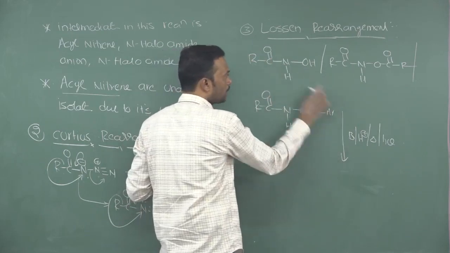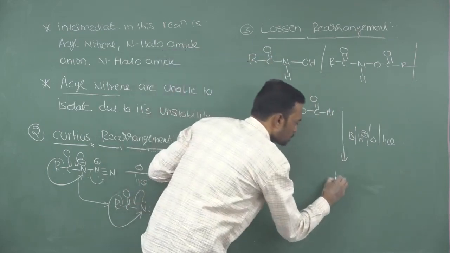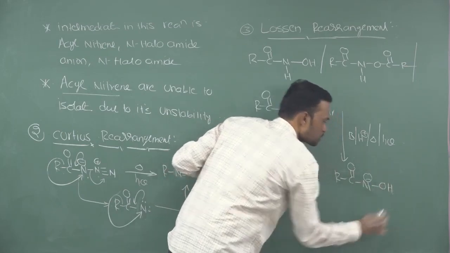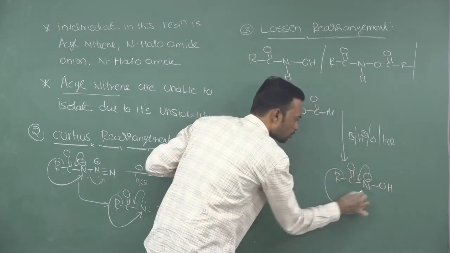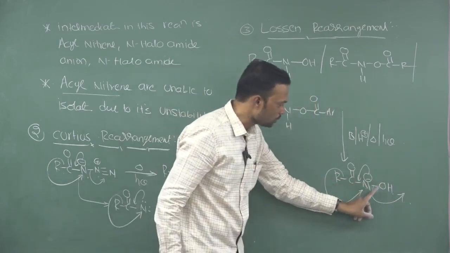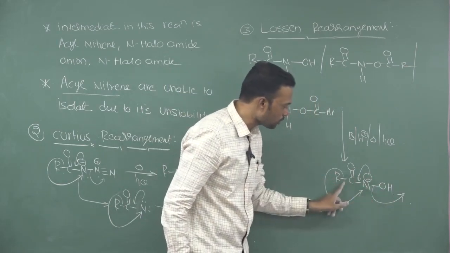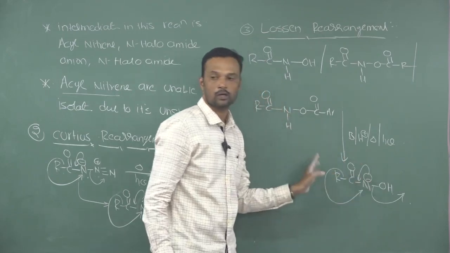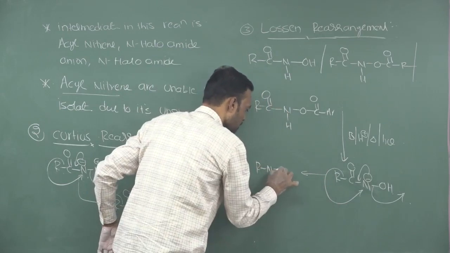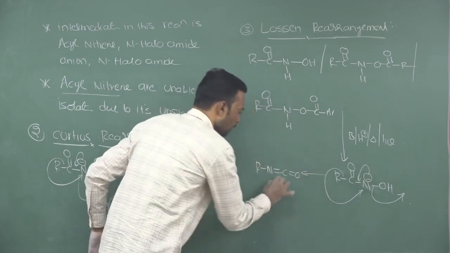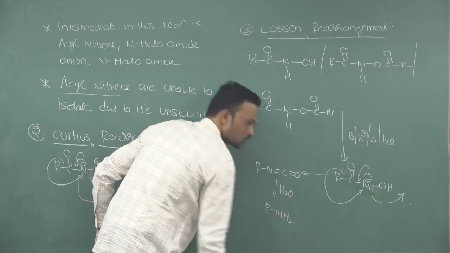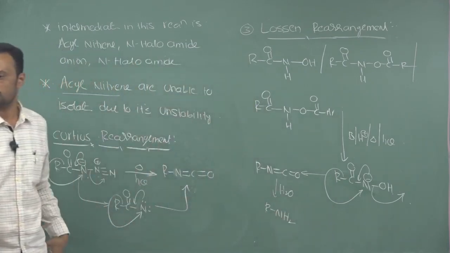Suppose base is added, now a negative charge will appear here. Suppose a negative charge appears on nitrogen, what is present already? OH. Now this negative charge migrates here, R will migrate and OH leaves. See, on one nitrogen, one group is going, one group is coming around nitrogen and electrons are mobilizing on the opposite side. Then finally what is the answer? Answer is N=C=O, isocyanate. Isocyanate on treatment with water gives amine. This is called Lossen rearrangement.